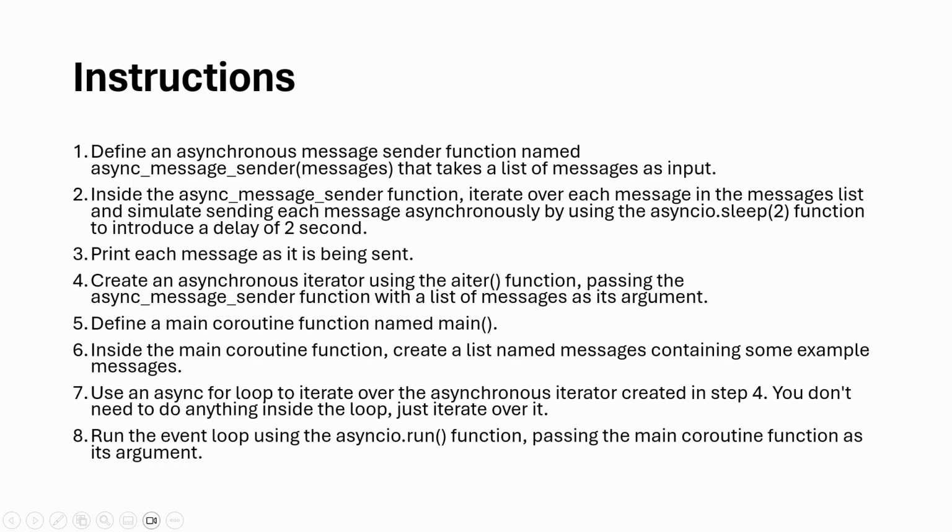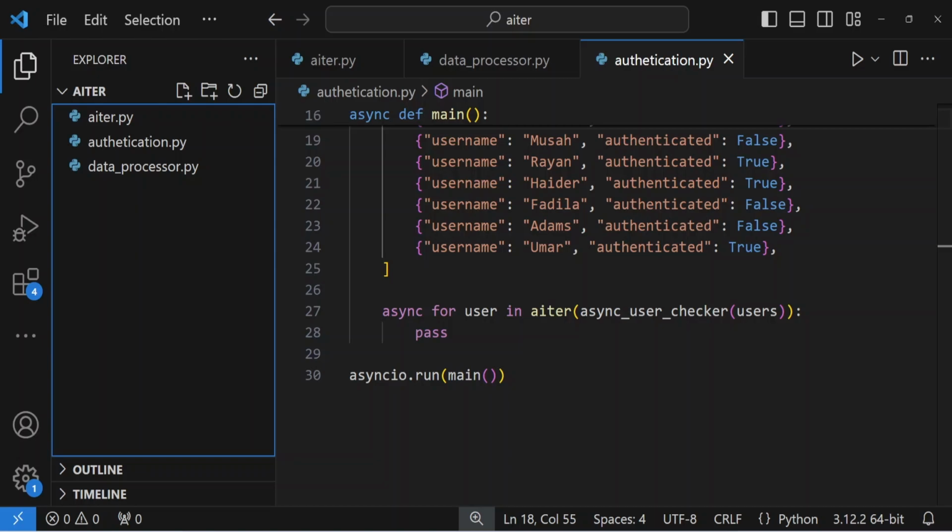Then from there, you're going to create an asynchronous iterator using the aiter function like we did. And then you define the main function. From inside the main function, you're going to create a list of messages that is being passed. And from there, you're going to loop through the messages and you print every message. All right, guys. So I highly recommend that you go through the previous examples, especially the one with the authentication checker. It's similar. And from there, you're going to implement it. So pause the video, try it, and compare your solution.